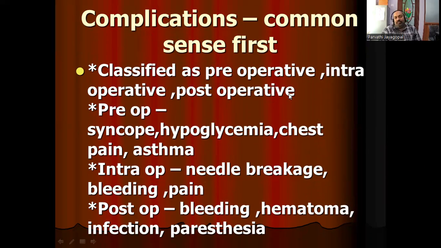This is very important. Complications, common sense first. Hardly we use our common sense. Classified as preoperative, intraoperative, postoperative. What are the preoperative complications? Syncope, hypoglycemia, chest pain, asthma. Intraoperative: needle breakage, bleeding, pain. Postoperative: bleeding, hematoma, infection, and paresthesia.